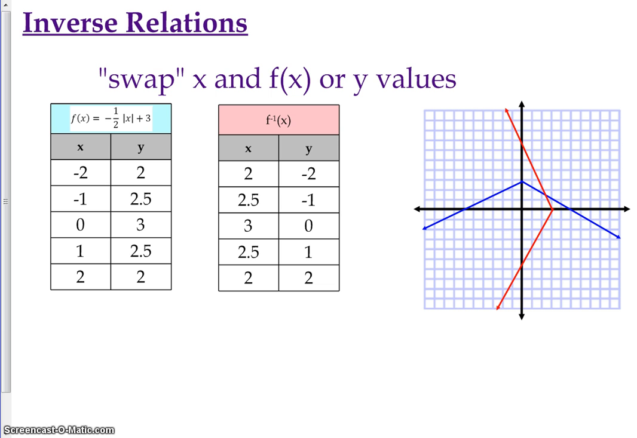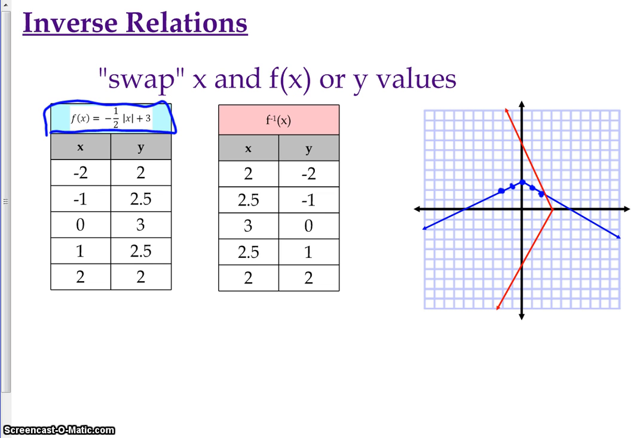So first we have our first equation here in blue. So this is our blue equation. You can see at -2, I'm at the point 2. At -1, I'm at the point 2.5. At 0, I'm at 3. At 1, I'm at 2.5. At 2, I'm at 2.